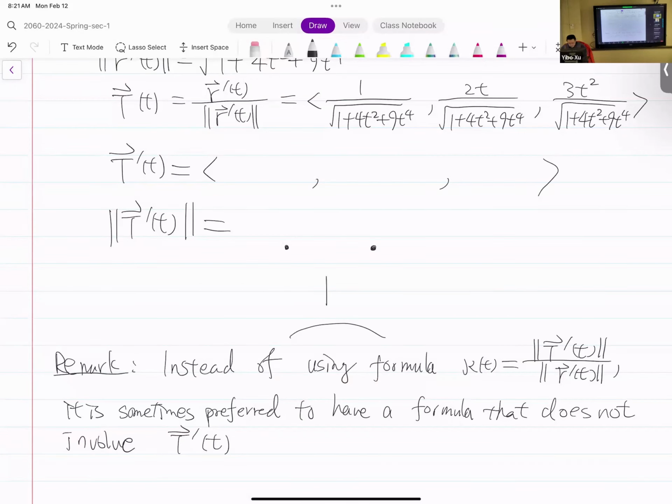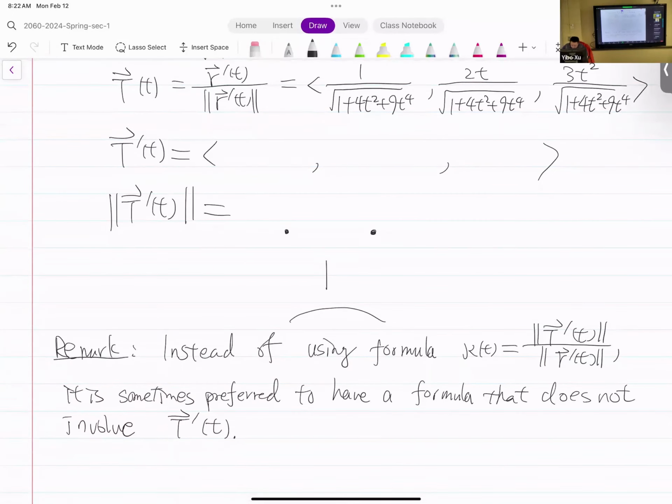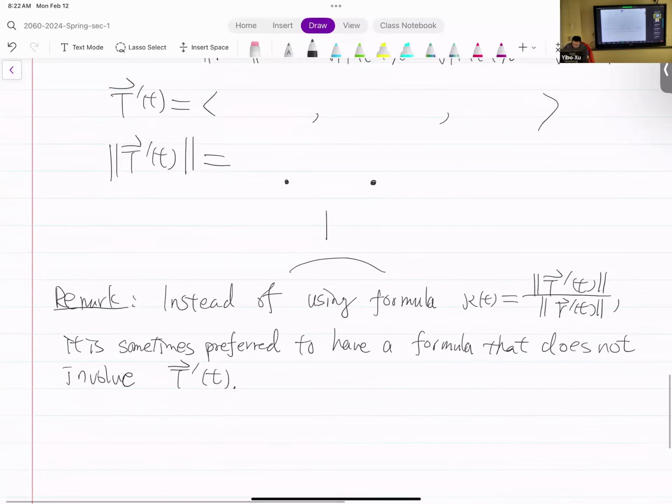Okay. So here the problem is the T prime is already a complicated fractional kind of curve component wise. So if you take the magnitude of that, it's even more complicated. So that's something we want to avoid. And here comes that formula.